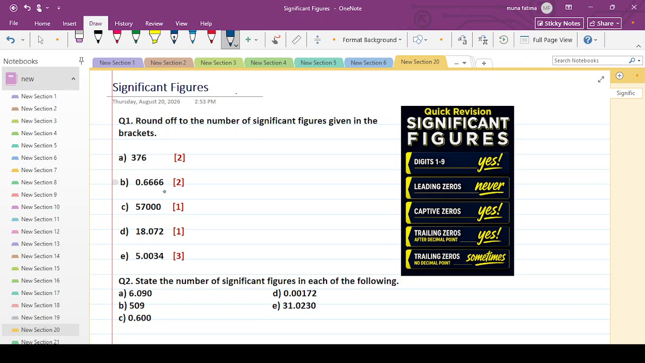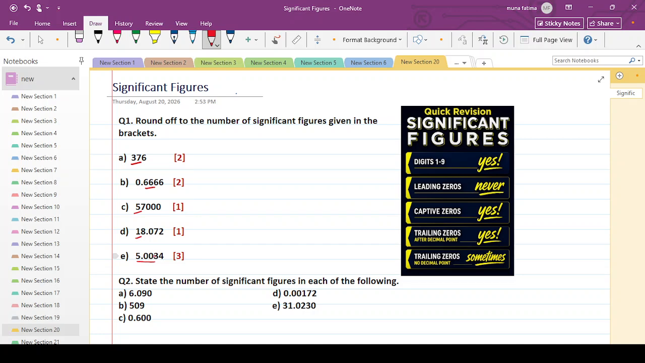Question number 1. It says round off to the number of significant figures given in the brackets. Now, whenever we are rounding off any kind of numbers, we always start counting from the left. And over here, two significant figures, these are your two significant figures. We don't count any leading zeros according to the rules, so these are your two significant figures. This is your one significant figure, starting from the left always, and three significant figures. Notice that we are counting the zeros because they are sandwich zeros, so they count.